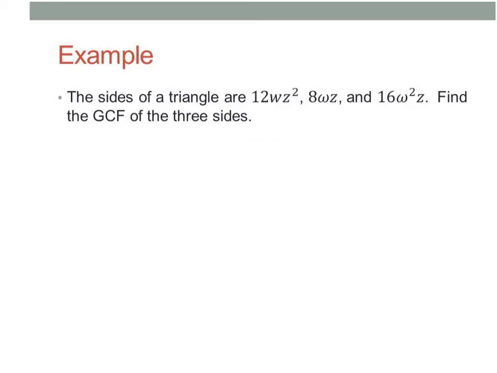So here it talks about three sides of a triangle, and we want to find the greatest common factor of the three sides. So we want to first do our prime factorization. For each one, let's break 12 into 2 and 6, and let's break 6 into 2 and 3, and those are prime there at the ends. So 12wz squared equals 2 times 2 times 3 times w times z times z. Okay, I will write a different kind of z there. Some of you don't like my cursive z.